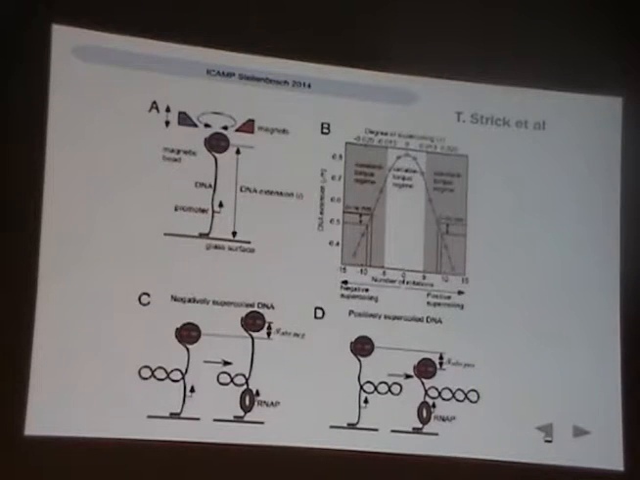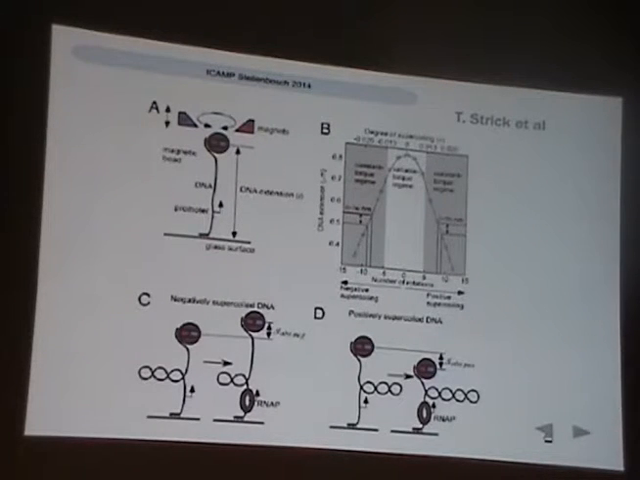And this is what's happening. So if you open negative supercoil at some point, since the linking number must be conserved, because it's not a topoisomerase, you should have some positive turns added in the rest of the molecule. So depending on if you are here or here, you should see a decrease in extension or an increase in extension.